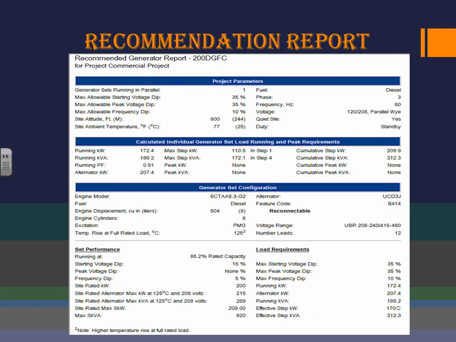It also gets into your voltage dip. We put a max of 15% on the starting, and for the peak, we put zero. The frequency dip, we put a max of 5%. It tells you the rating of the alternator and the temperature. It also goes into some of the load requirements that we're pretty much given, their default information. That's for the generator.